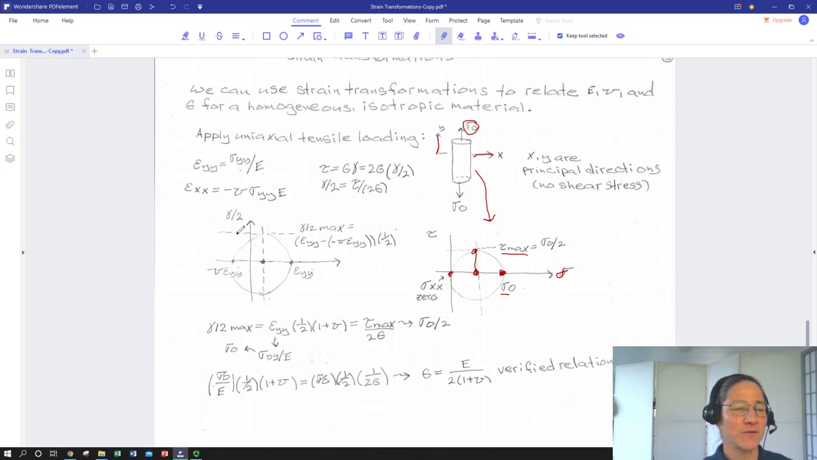So now we flip over to our strain Mohr circle. Well, if x and y are principal directions, or reference x and y are principal directions for stress, they're also principal directions in this case anyway for strain. So here's strain in the y, and here's strain in the x.